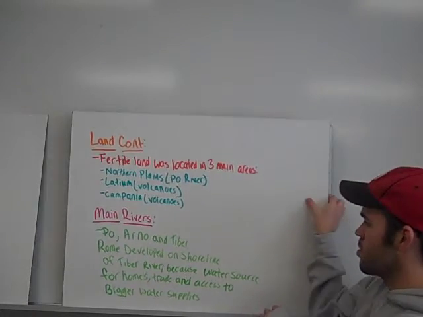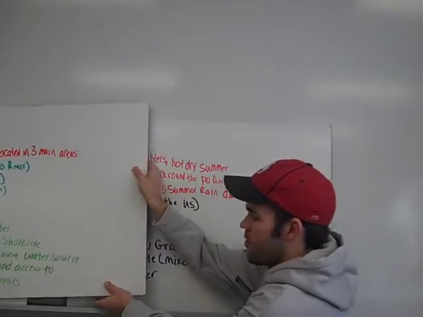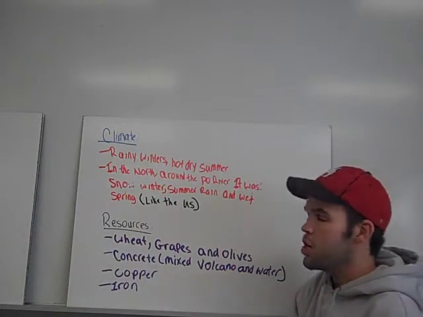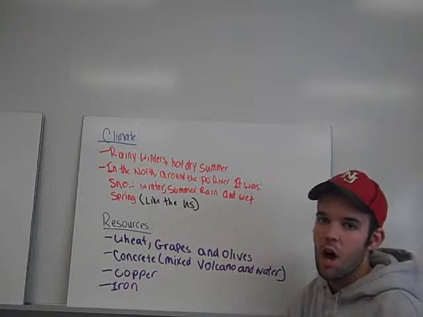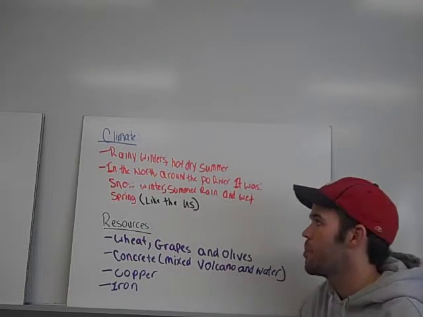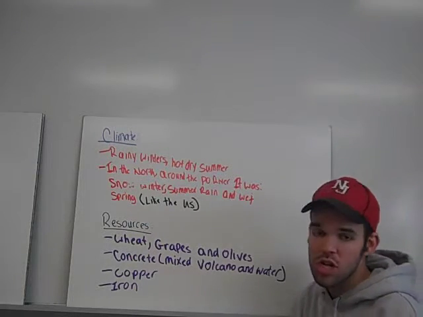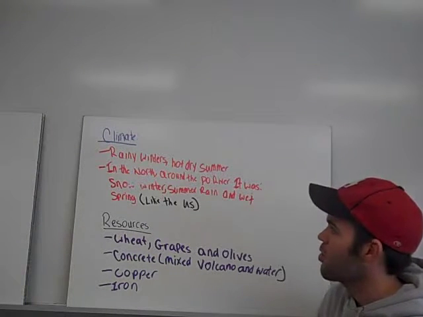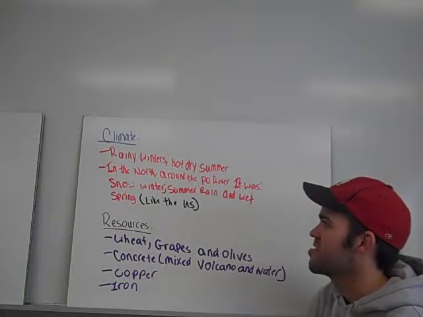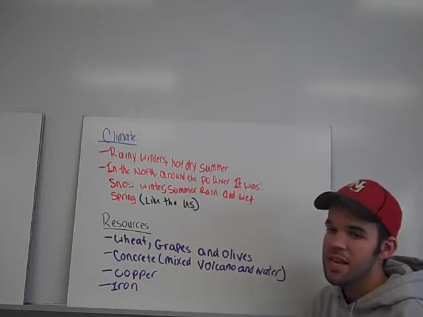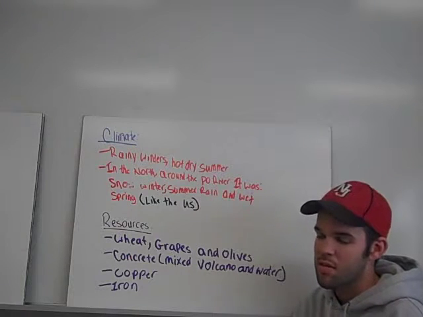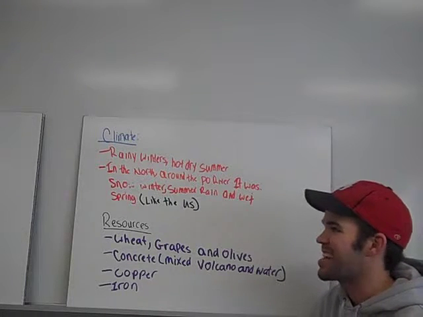The final thing that we're going to talk about today in Rome geography is the climate of Rome. You have rainy winters and hot summers. This is called a Mediterranean-style climate. When you have rainy winters and hot, dry summers, that's called a Mediterranean climate. In the north around the Po River, it was snowy winters, summer rain, and wet springs, much like a majority of the United States is today.